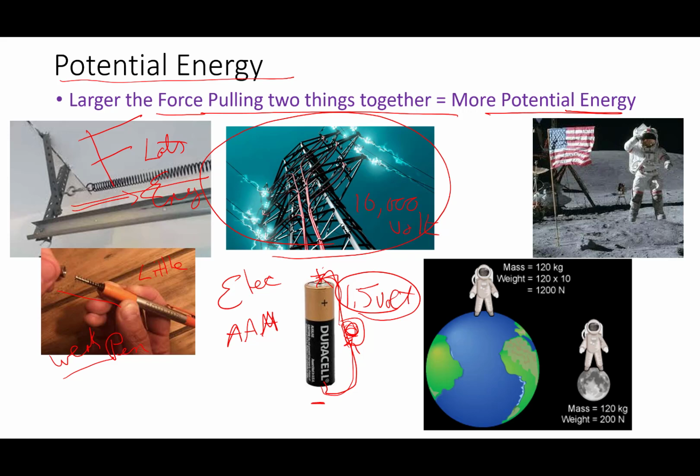Another example of potential forces is gravity. On the Earth, the force of gravity pulls us down with an acceleration of gravity of 9.8 meters per second squared. Well, on the moon, it's 1/6 as much. And so on the moon, the force is going to be much smaller. On the Earth, much, much bigger.